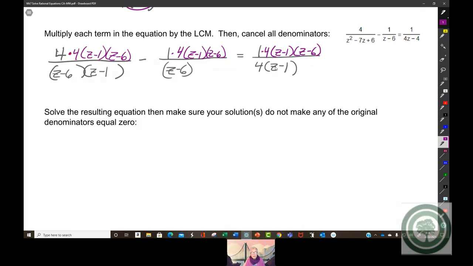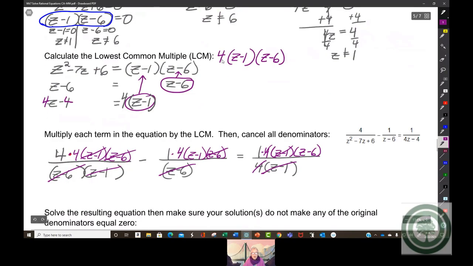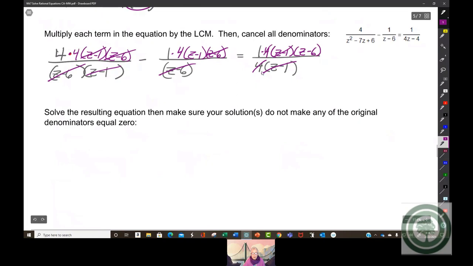Okay, once we've done that, we cancel. Z minus 1 cancels z minus 1. Z minus 6 cancels z minus 6. Z minus 6 cancels z minus 6. 4 cancels 4. And z minus 1 cancels z minus 1. And all my denominators are gone. If I hadn't put the 4 in, we would be stuck with a 4 there. And that would be problematic.